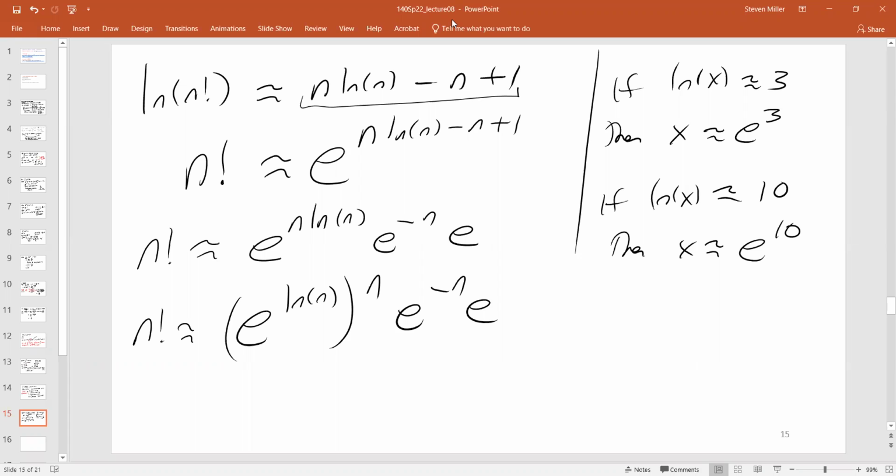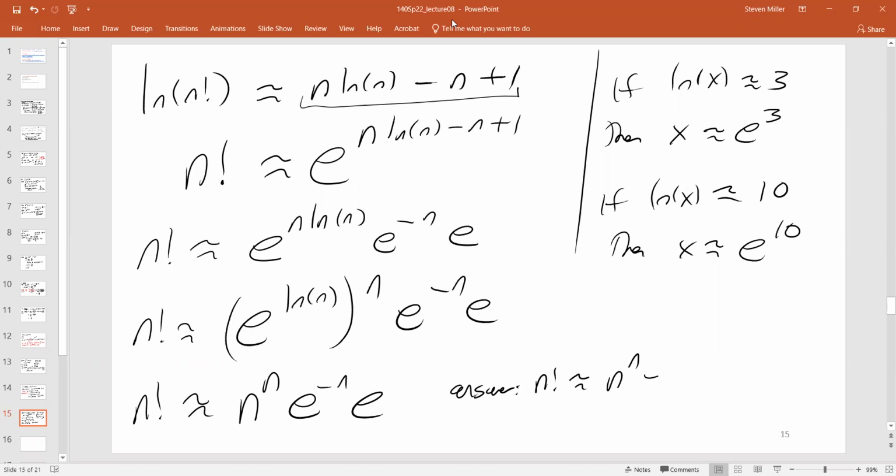And so I get n factorial is approximately n to the n, e to the minus n times e. And the actual answer is n factorial is approximately n to the n, e to the minus n square root of 2 pi n. And just doing this really simple calculation gives us a nice rough sense of what's going on.